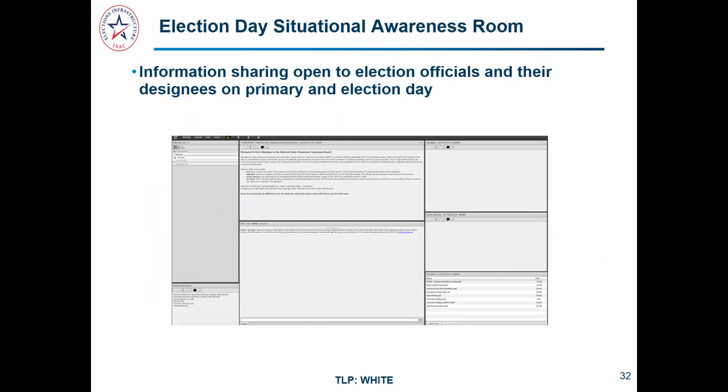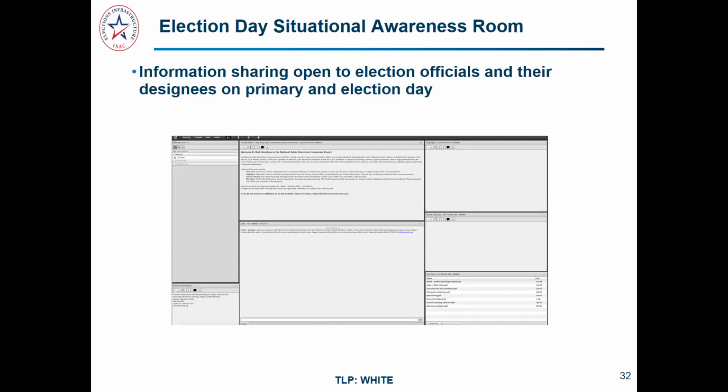Now, probably one of the most valuable tools I think that we've put out in the last year and a half of our young existence is the Election Day Situational Awareness Room. This is a digital platform which we open on every general election day, as well as primaries and runoffs that are happening statewide. Now, when I say statewide, I don't mean just statewide elections, but we will also do local elections if they are running in jurisdictions statewide.